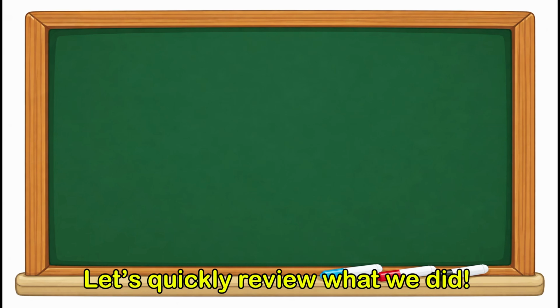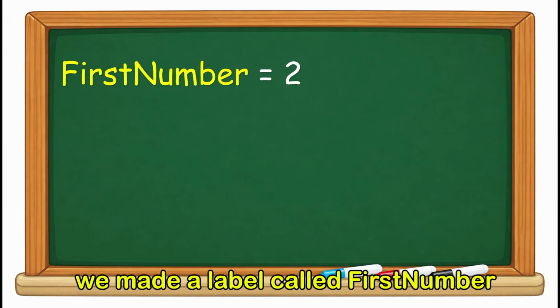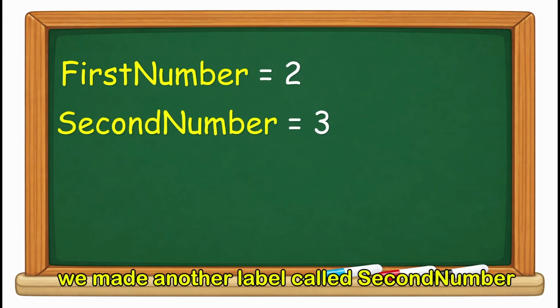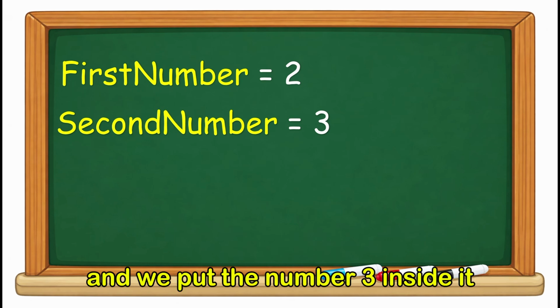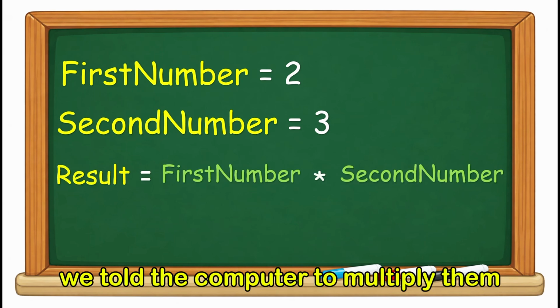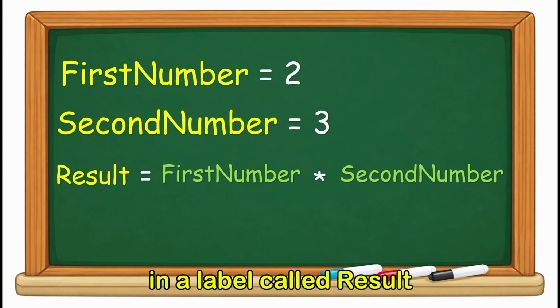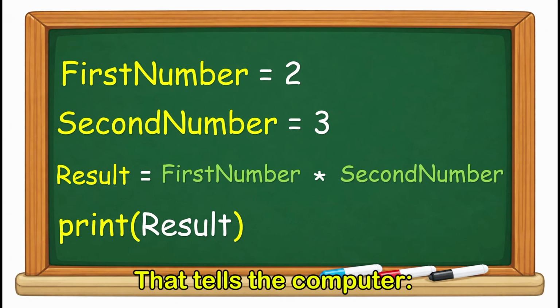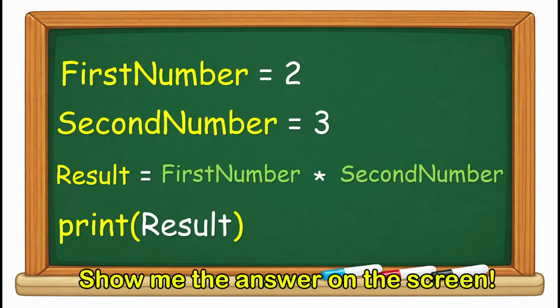Let's quickly review what we did. First, we made a label called first number, and we put the number 2 inside it. Then we made another label called second number, and we put the number 3 inside it. Next, we told the computer to multiply them, and we saved the answer in a label called result. And finally, we write print, open parenthesis, result, close parenthesis. That tells the computer, show me the answer on the screen.